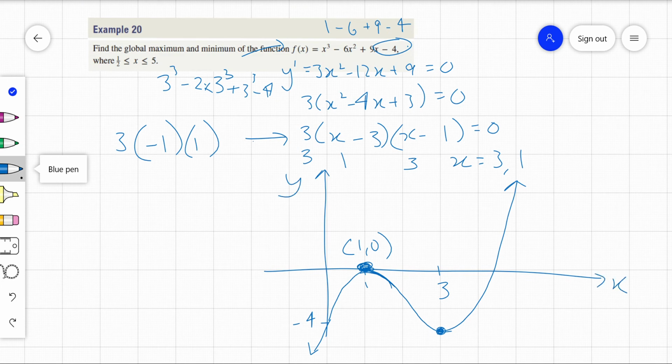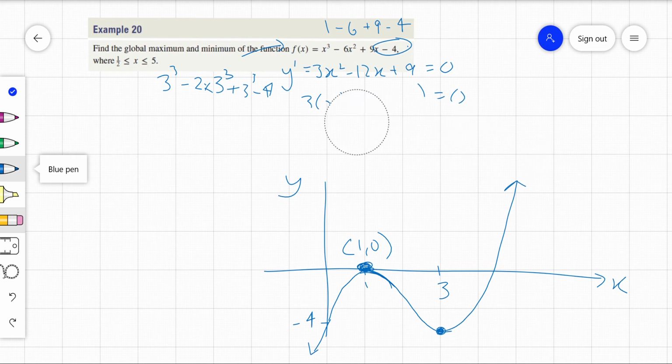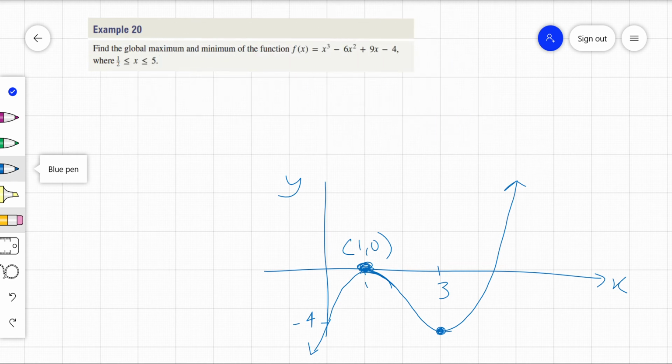So I can see where my local maximum and minimum would be, but I'm interested in the global maximum and minimum. So I really should just check my endpoints. You can see my endpoints, I'm only going between x equals a half, I'll do it in a different colour, a half, so when I put a half in, I'm only going up to here at that point, so I can kind of get rid of that.